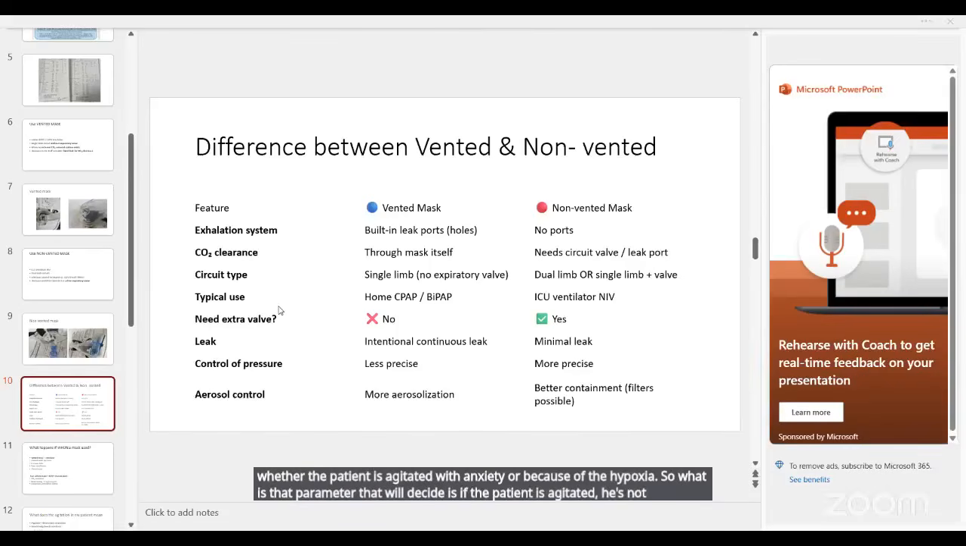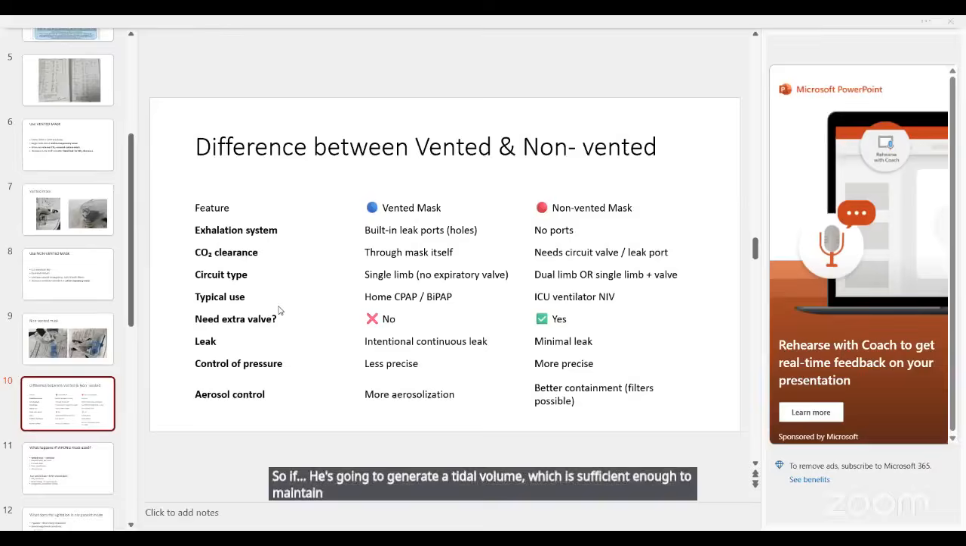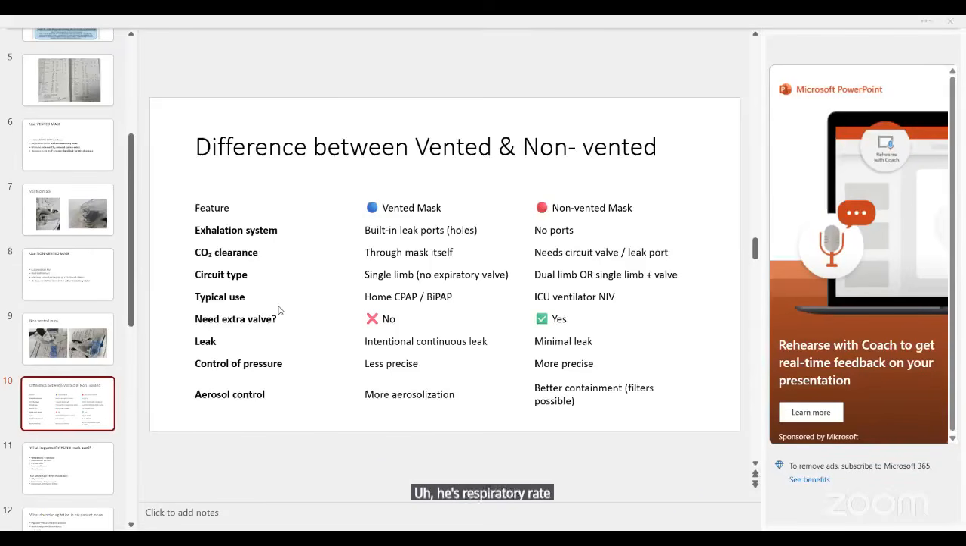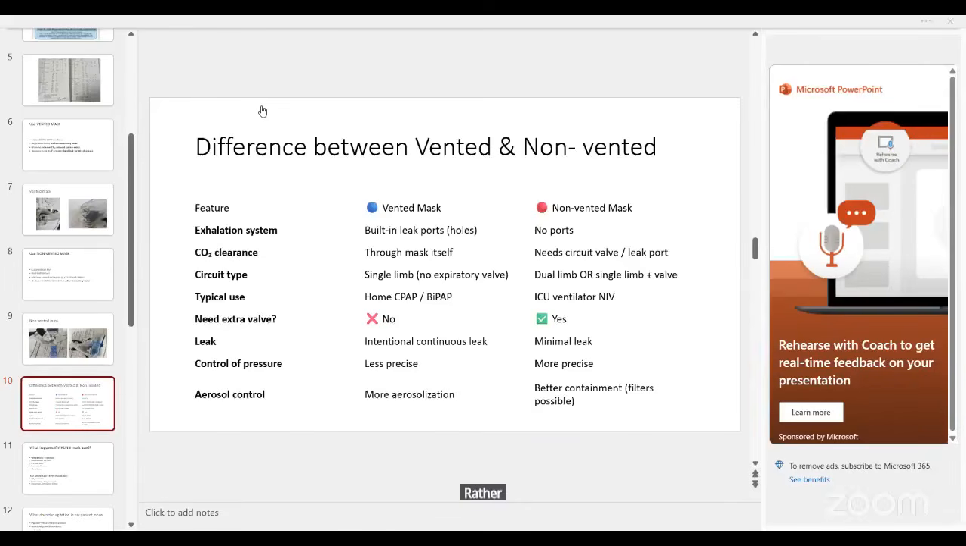So what is the parameter that will decide? If the patient is agitated, he is still going to generate a tidal volume sufficient enough to maintain his ventilation. Whereas if the patient is non-compliant or there is an NIV failure, or his respiratory rate is going very high and your tidal volumes are not generating, it means that it is a hypoxia-induced reaction rather than simply anxiety.